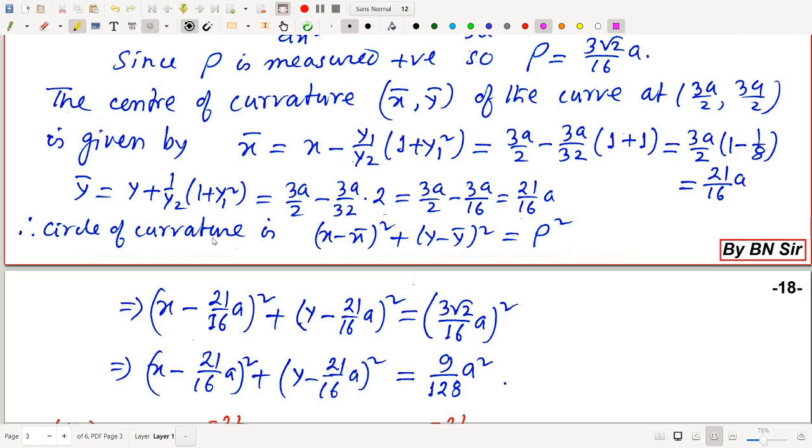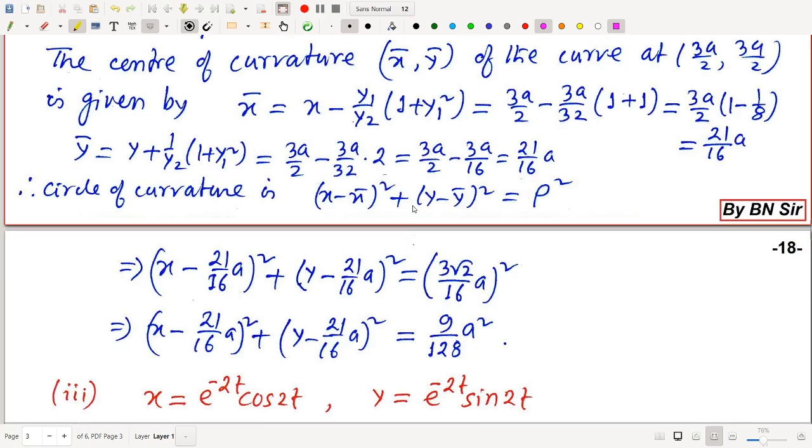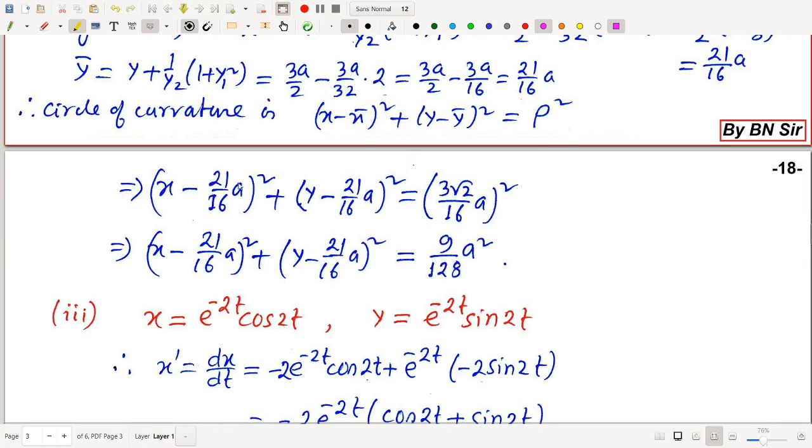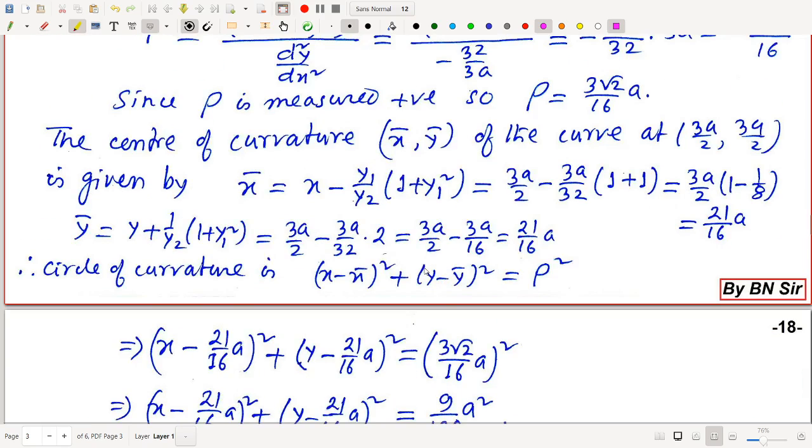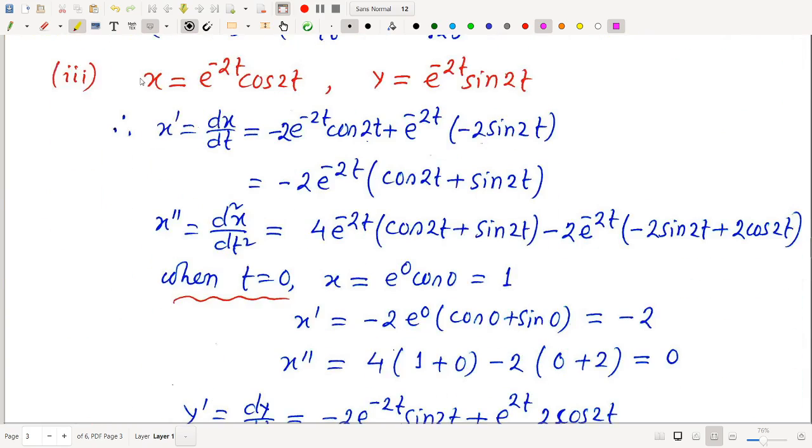Therefore the equation to the circle of curvature is (x minus x bar) square plus (y minus y bar) square equal to rho square, radius of curvature square. So putting the values of x bar and y bar, both 21 by 16a, 21 by 16a, and rho is 3 root 2 by 16a, square is there. So finally it is root 2 square 2, 16 into 16, so 8 into 16, 128, 9 by 128 square. So this is the equation to the circle of curvature at the point 3 by 2 comma 3 by 2 as per question. Part 2 is left as an exercise similar to part 1.